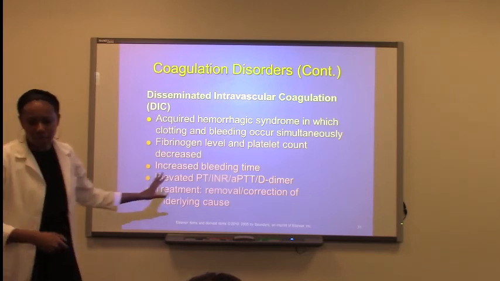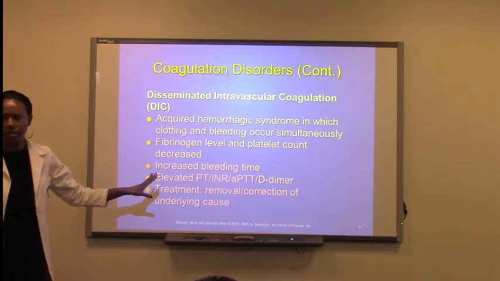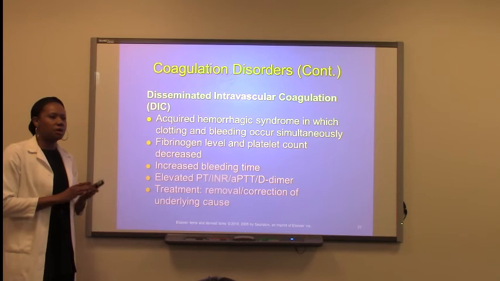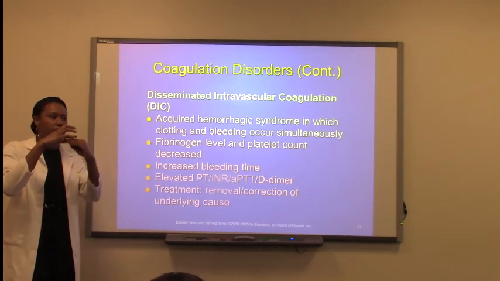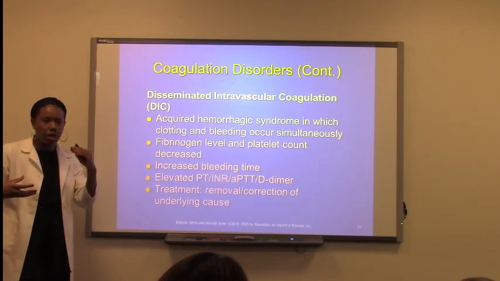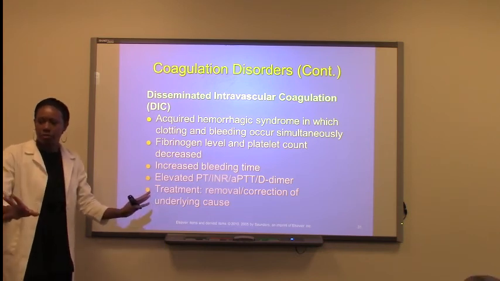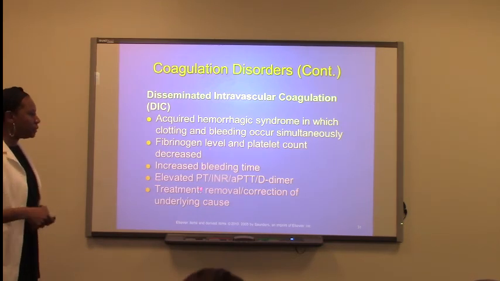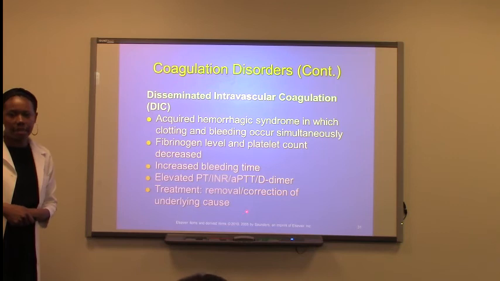Now D-dimer, just to let you know what that is, that's a fibrin degradation product, which means that this person is now breaking down that fibrin. Whatever clot they're trying to form, now they're having more fibrinolysis occurring, which puts them in a further situation of more bleeding. So the treatment here is to remove or correct the underlying cause, whatever that may be.